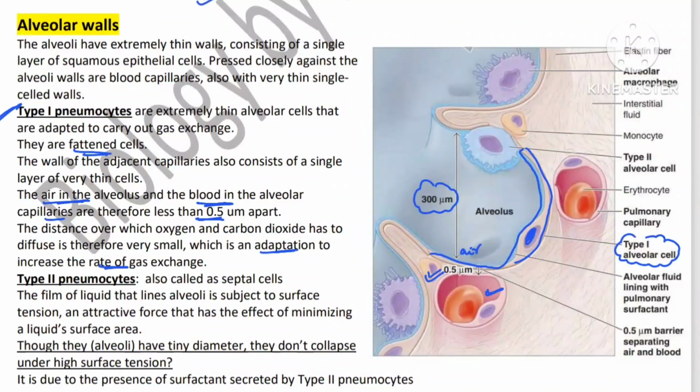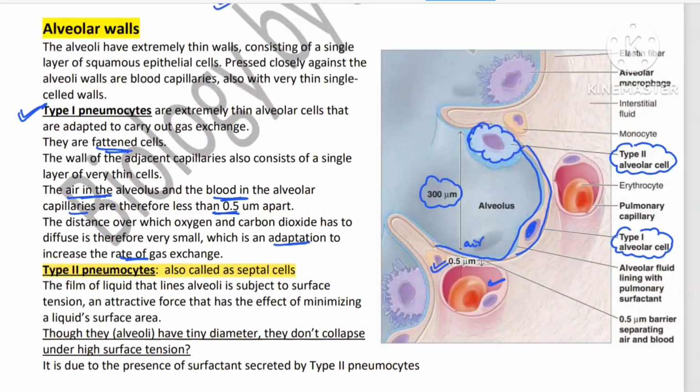Then you will see this is a type 2. Check the diagram, this is a type 2 alveolar cell. And these type 2 alveolar cells are also called septal cells. What they are doing is releasing surfactant.